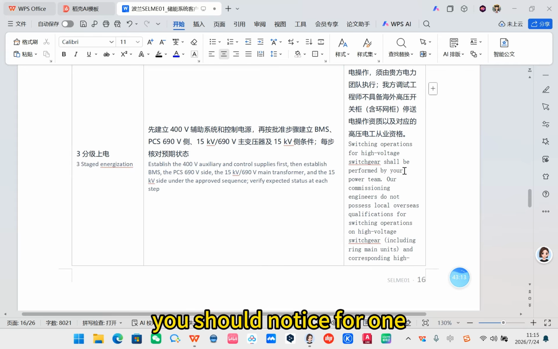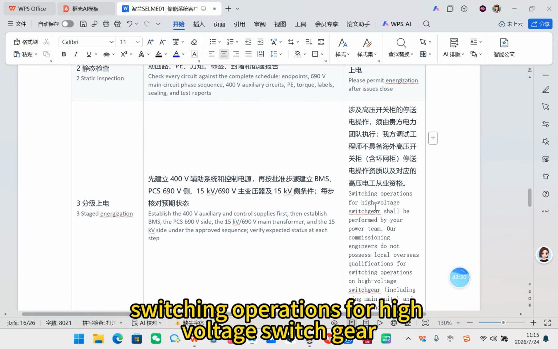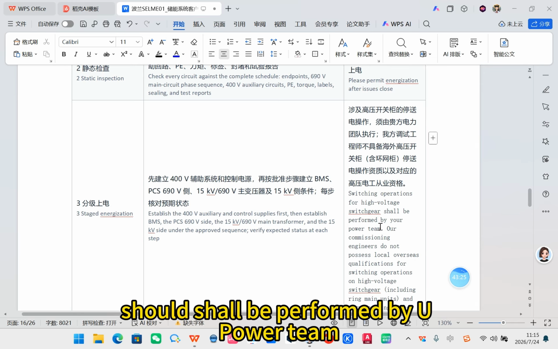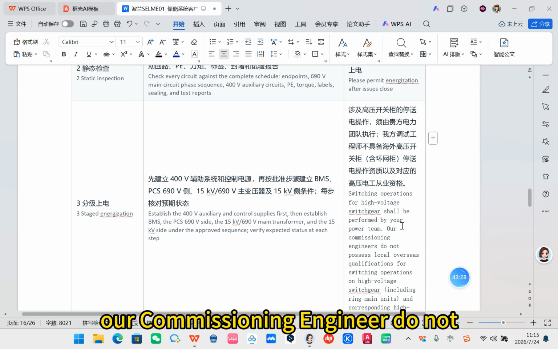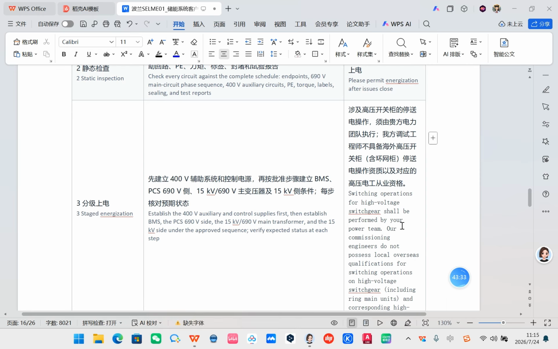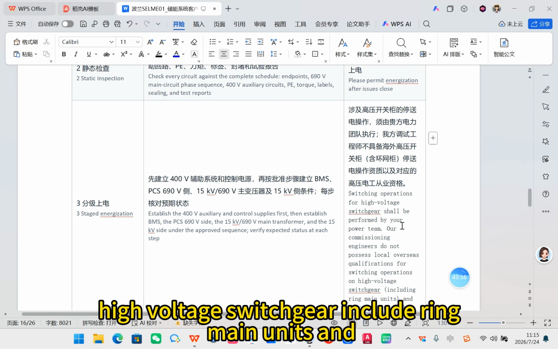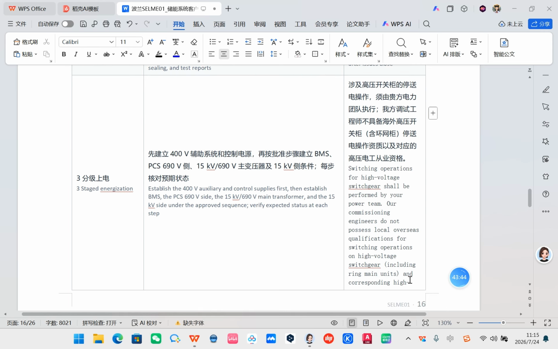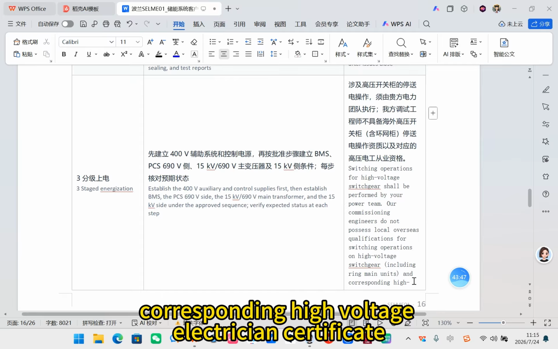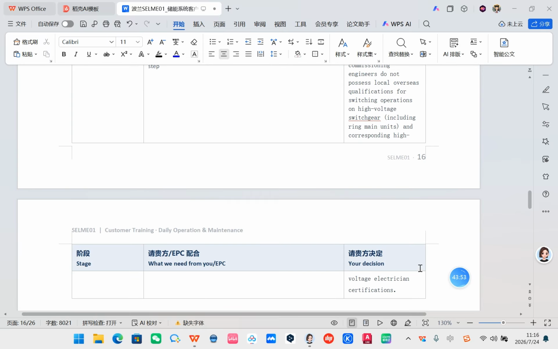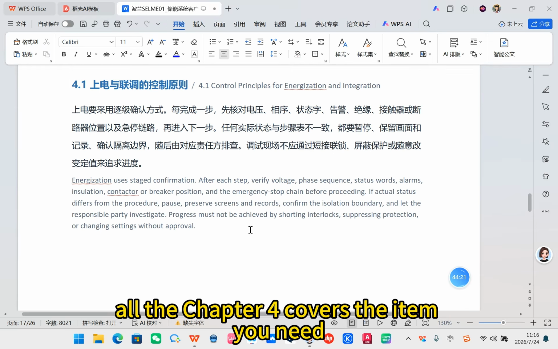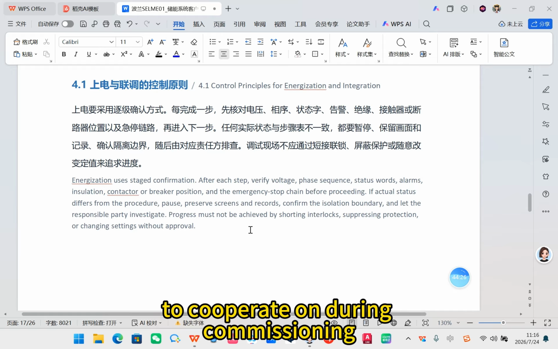You should notice that switching operations for high voltage switchgear shall be performed by your power team. Our commissioning engineers do not oversee the qualifications for switching operations on high voltage switchgear, including ring main units and the corresponding high voltage electrician certificate.